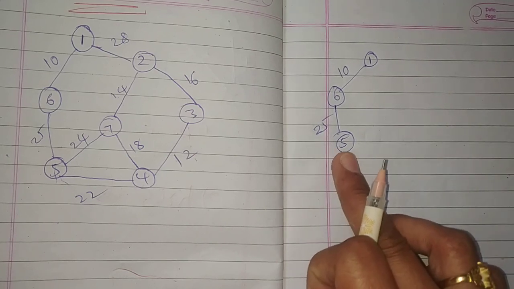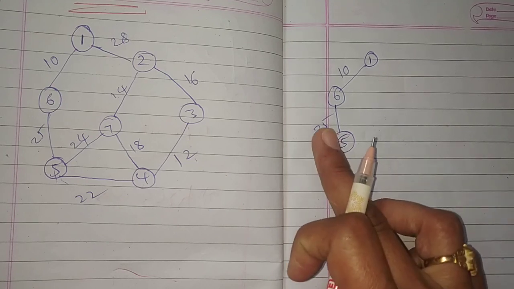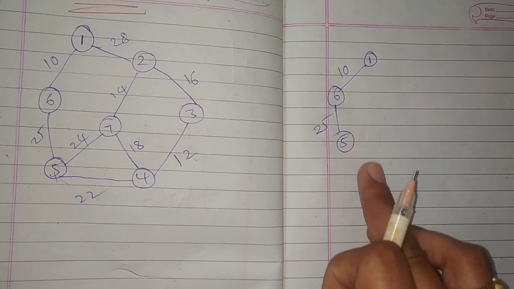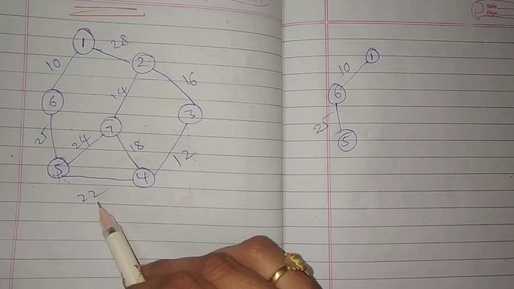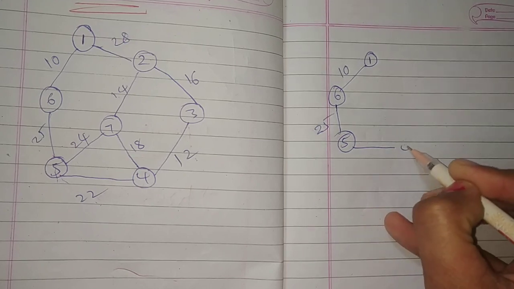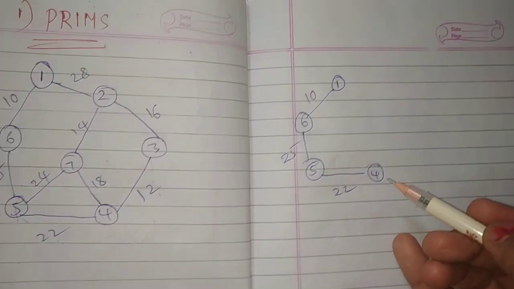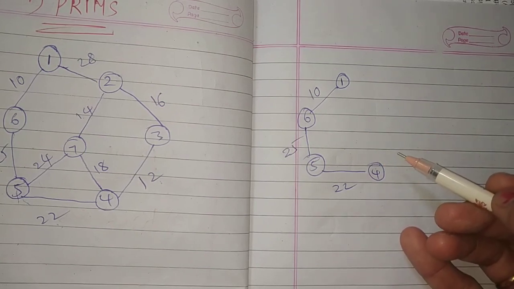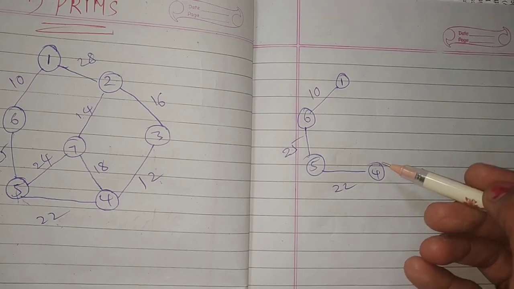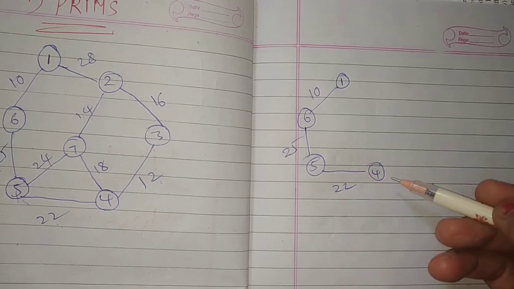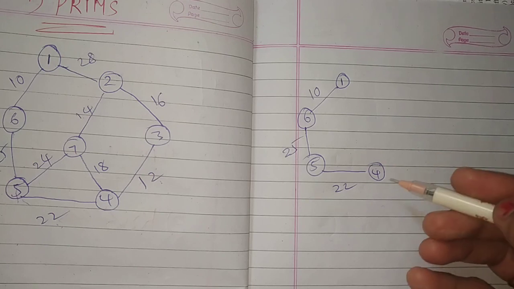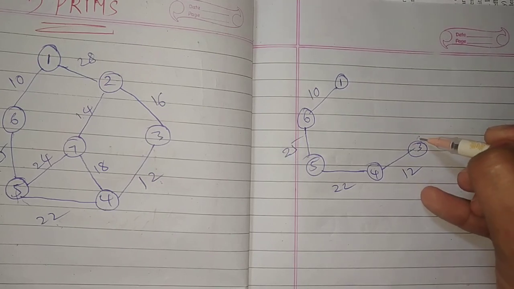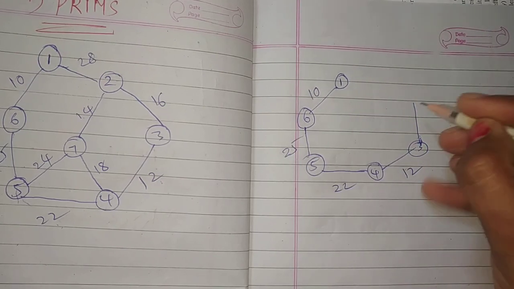So which is minimum? 5 to 7, 24, 5 to 4, 22. This has three adjacents. One is the 25 edge, another is 24, another is 22. So among 24 and 22, which is minimum? 22. So take that. So 5 to 4, 22. And again for 4, you have two adjacents and you have to take the minimum. So 4 to 7 is 18, 4 to 3 is 12, so we have to take 4 to 3. The edge is 12, right?